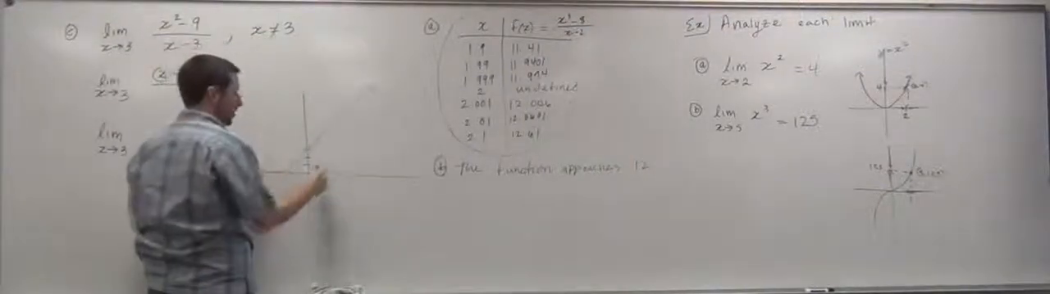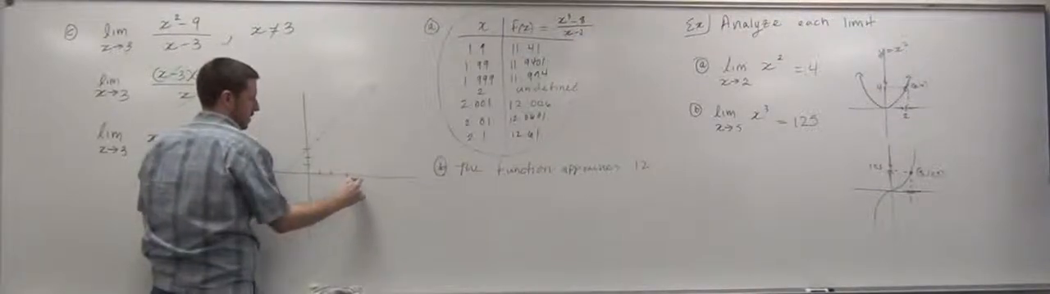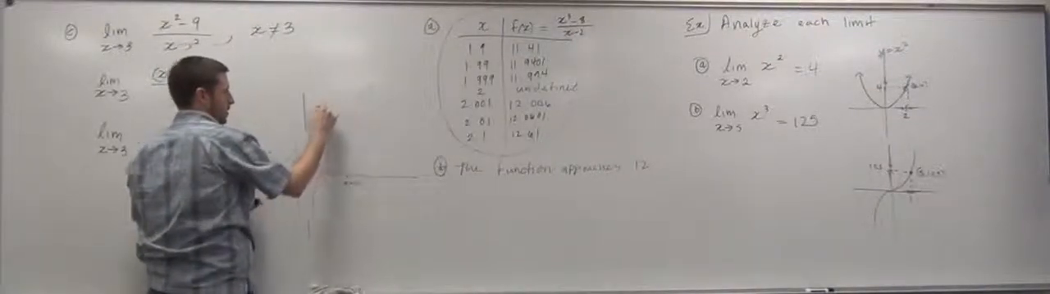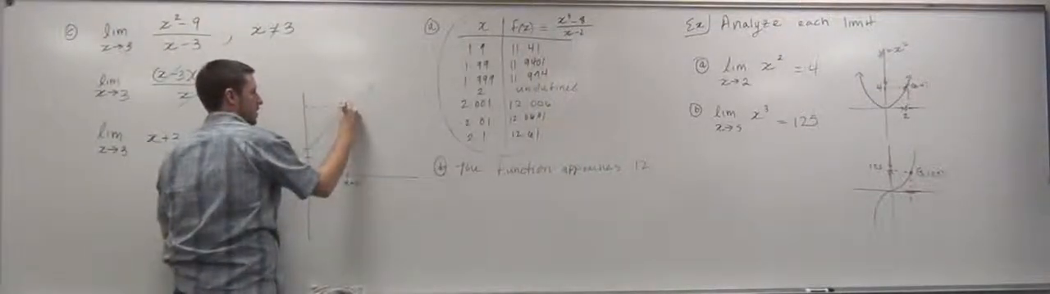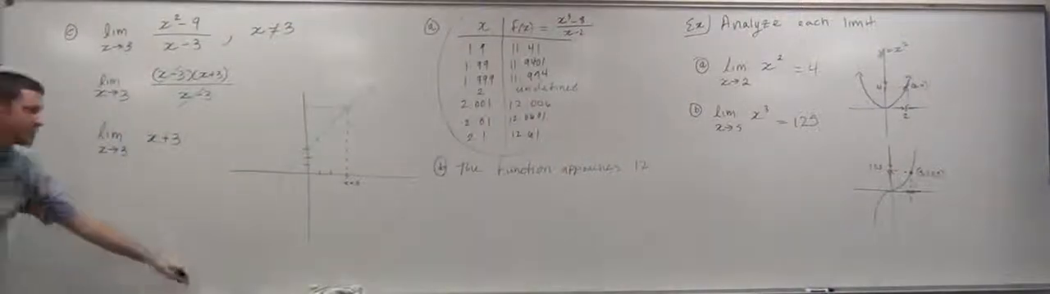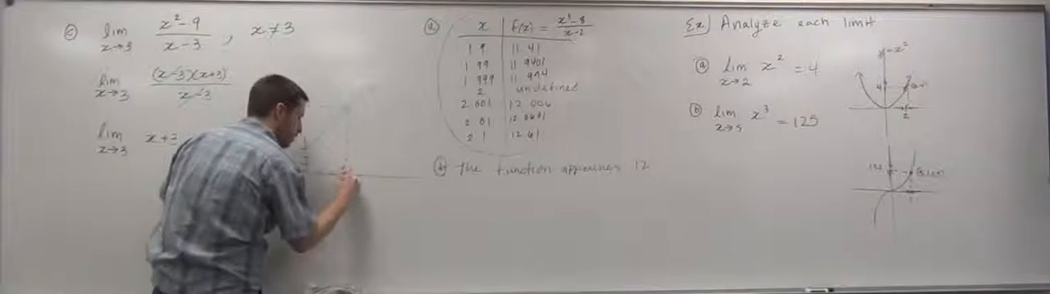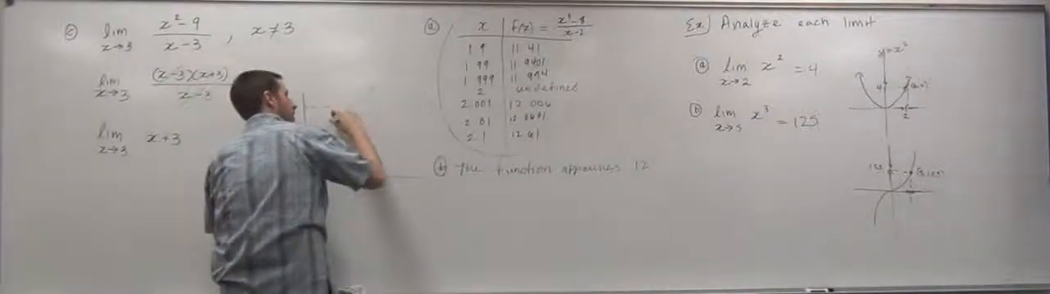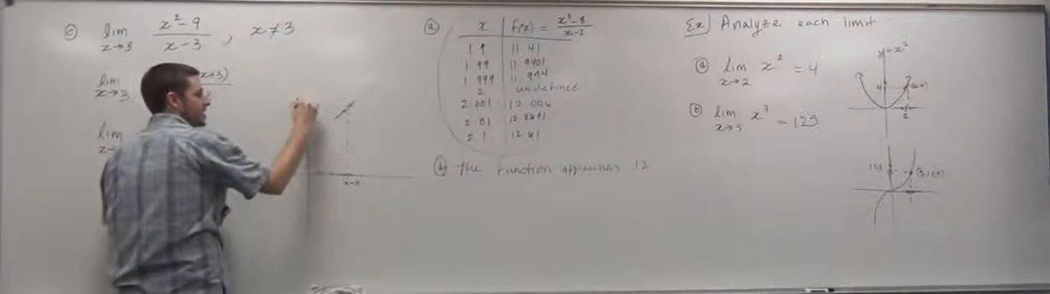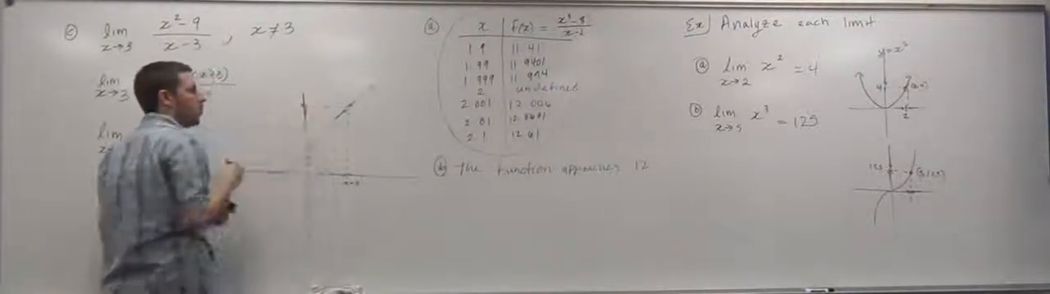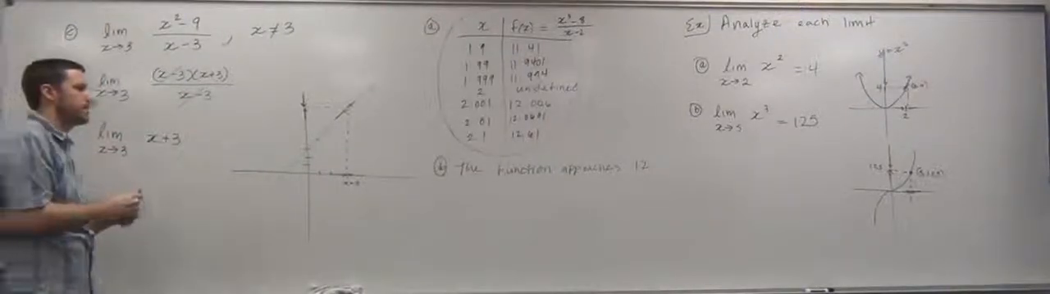X not equal to 3 means you have a hole at x equals 3 on your graph. You have a hole right here. But limit doesn't care about a hole, right? Limit wants to know what's happening as you get closer to 3. Well, on the graph, as I get closer to 3, I'm getting closer to that hole. And on the y-axis, as I get closer to the hole, I'm getting closer to what y value? 6.